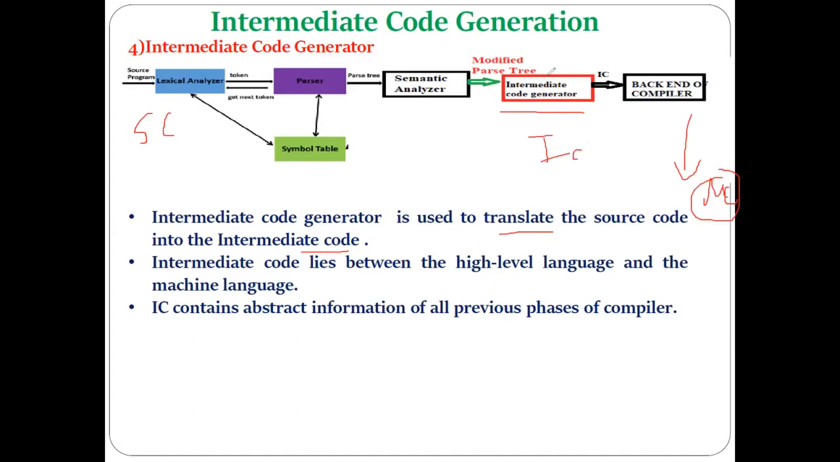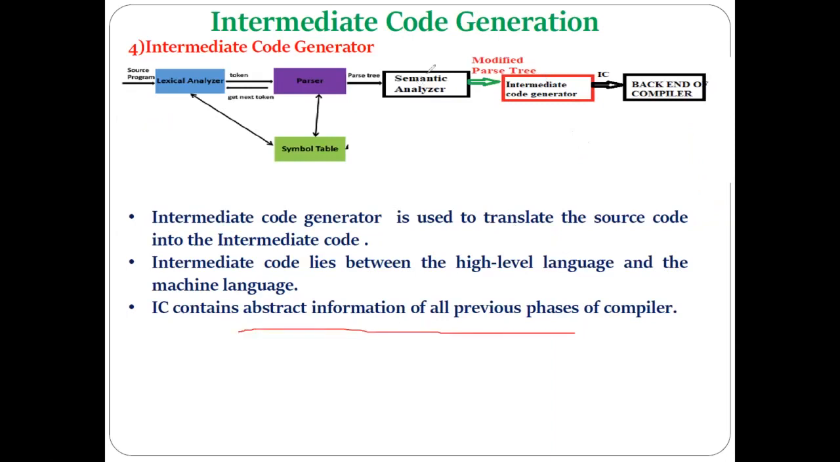That code lies between the high level language code and the low level language code. And what is its necessity? As I told you last time also, it contains the abstract information of all previous phases of the compiler.